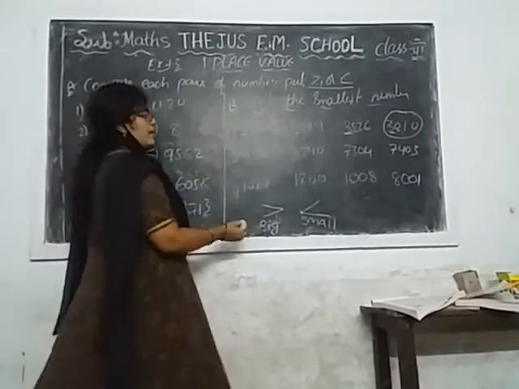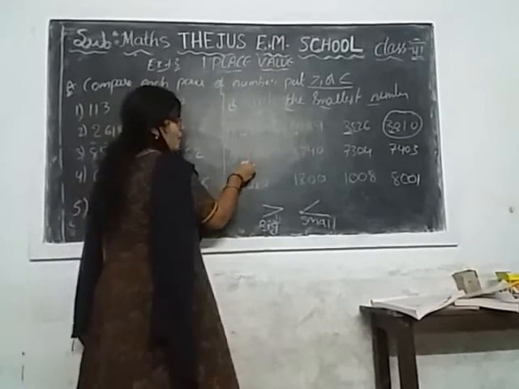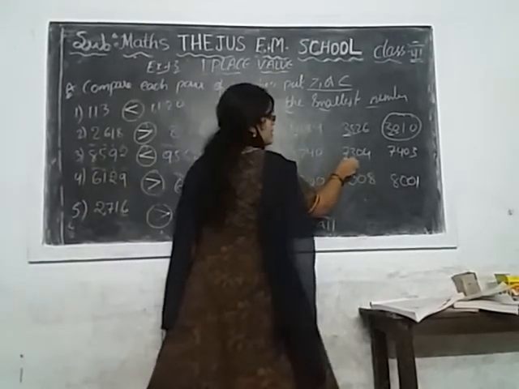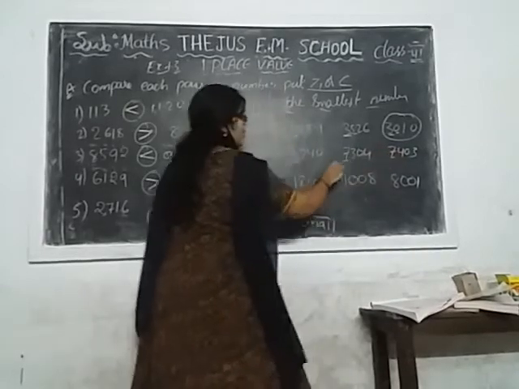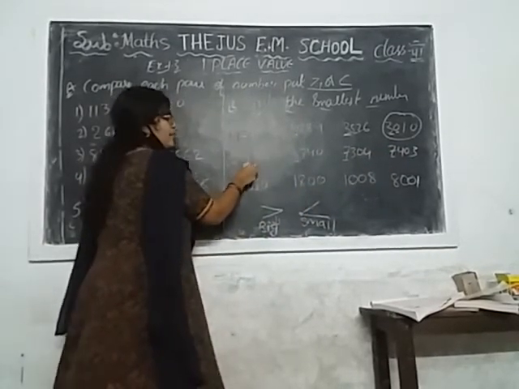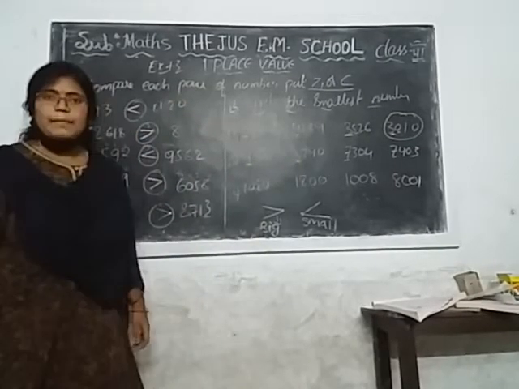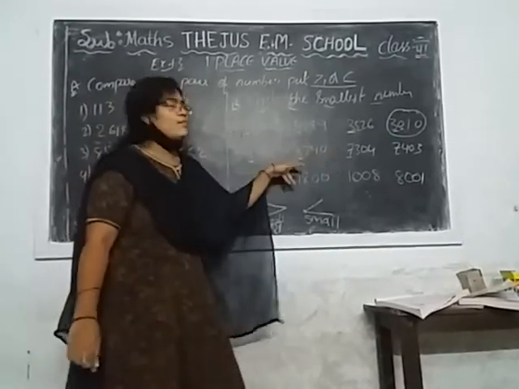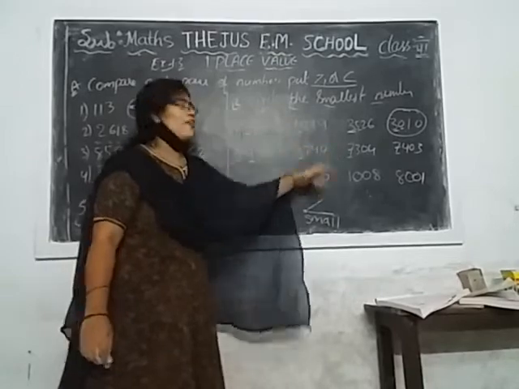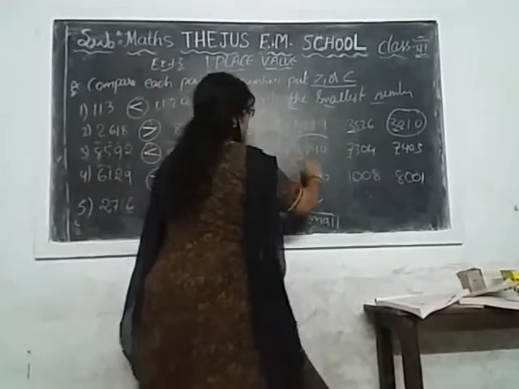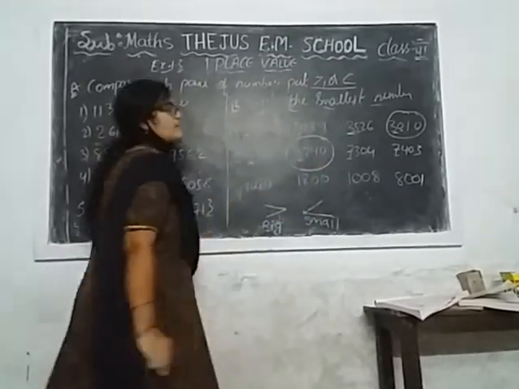Next one, see. This is 4, 3, 7, 7. 7, 7 equal. Okay, so take this one. 4, 3. When compared to 4 and 3, 3 is the smallest number, right? So this number is the smallest. 3740 is the smallest number.